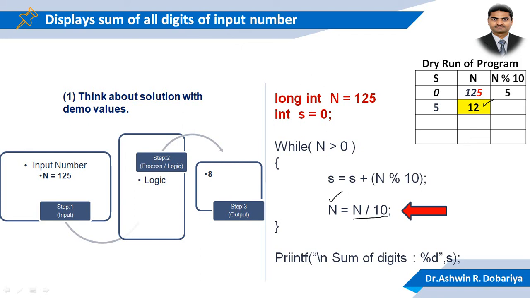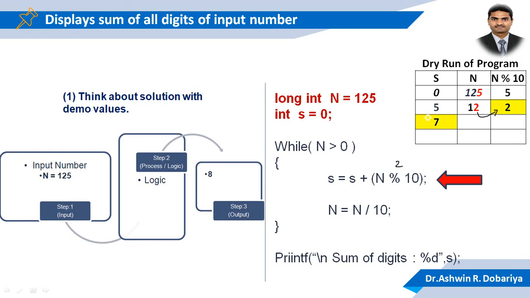So this is the first iteration. Now the loop will be executed once again. Now n becomes 12. So 12 greater than 0, the condition becomes true. Again it executes its body. Now the value of n is 12. So 12 modulus 10 separates the last digit. It means 2. So n modulus 10 becomes 2.